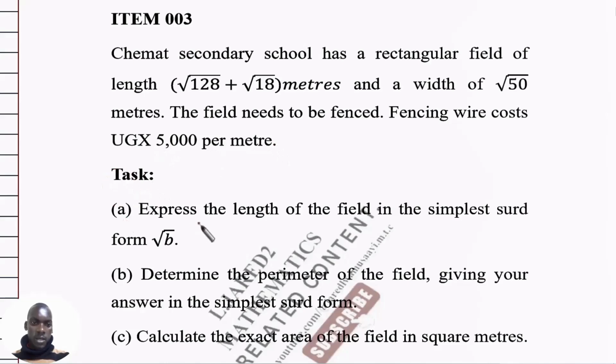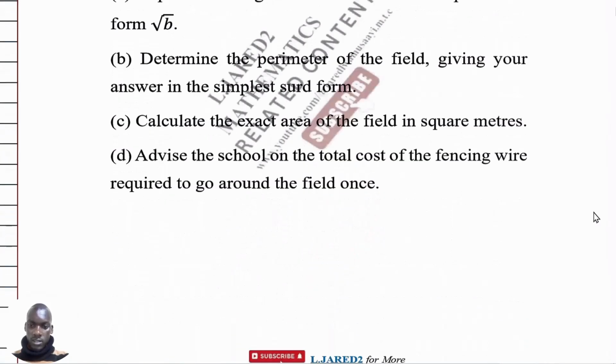Part A. Express the length of the field in the simplest surd form, square root b. Part B. Determine the perimeter of the field, giving your answer in the simplest surd form. Part C. Calculate the exact area of the field in square meters. Part D reads: advise the school on the total cost of the fencing wire required to go around the field once. These are the parts of our item 003, and I want us to go through it together.